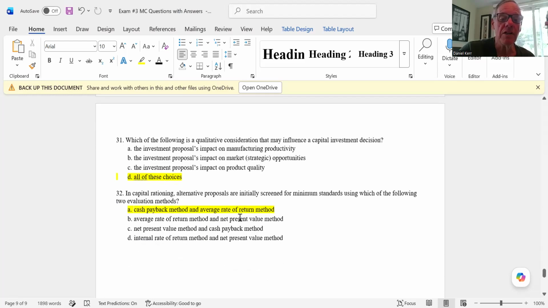And 32. In capital rationing, the alternative proposals are initially screened for a minimum using which of the following 2 evaluation methods? For initial screening, remember the last thing we talked about in chapter 12, you had to come up with a kind of decision tree of whether you'd make the investment. What would happen is you would screen the proposals on the basis of payback and average rate of return, and only those that met that threshold would be considered further with the more complex methods, which consider present value. So the initial screening would be done on cash payback and average rate of return. So the answer there is A.